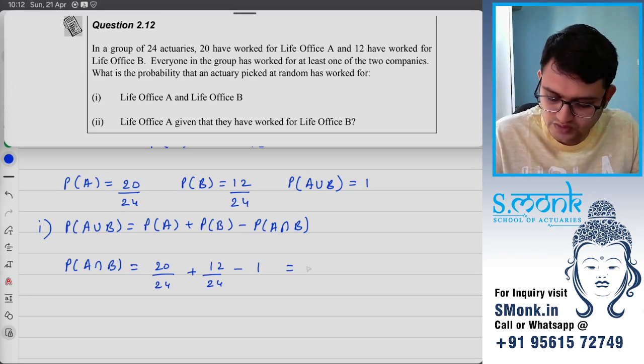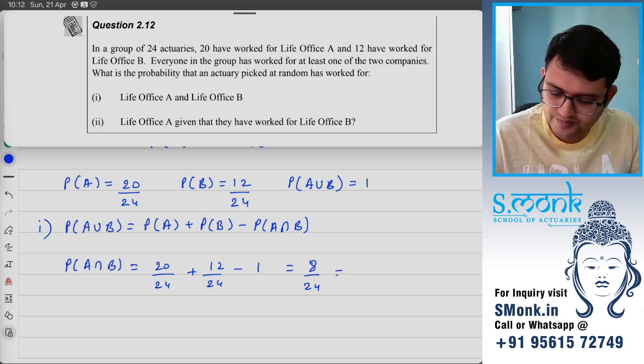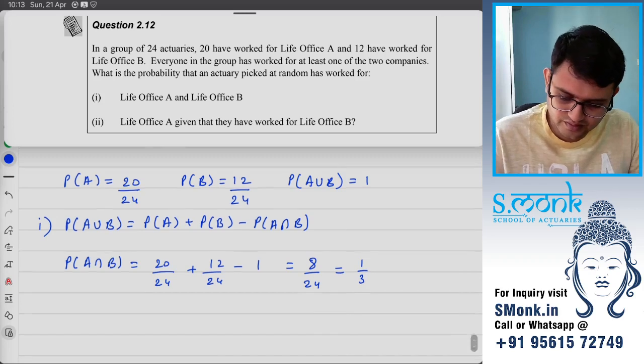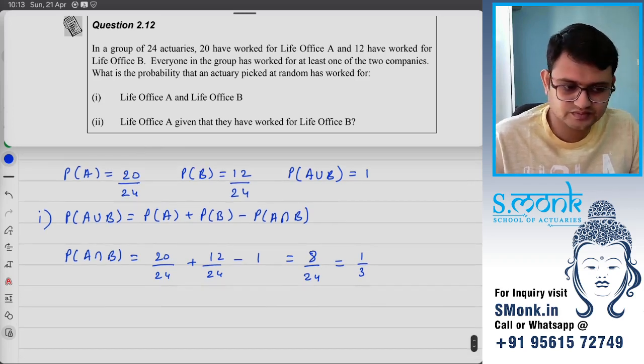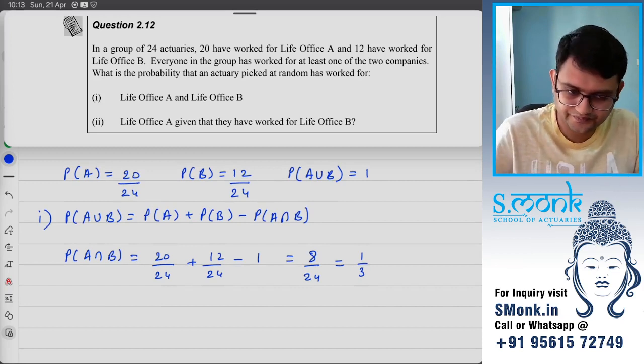So this is going to be 8 by 24, I think. And you can simplify it to 1 by 3. Okay.